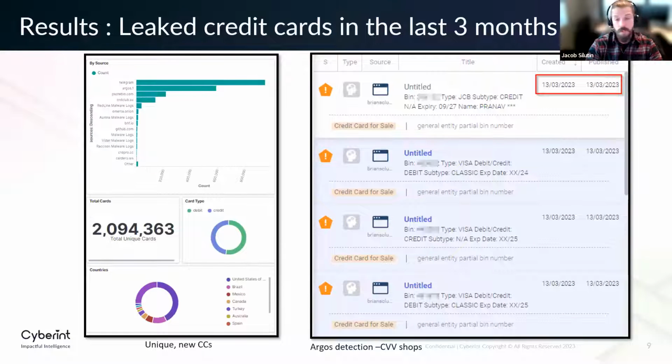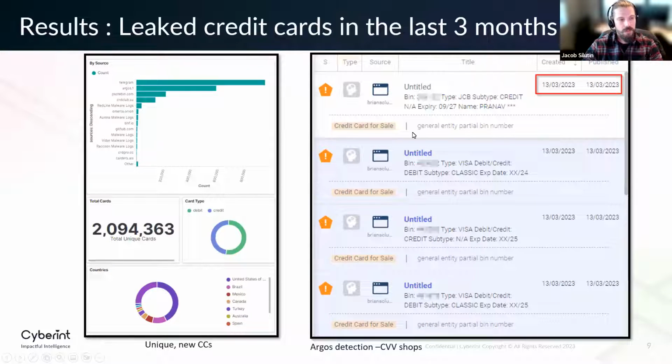Looking at our platform, Cyberint's Argus platform, we collected in the last 3 months 2 million plus unique new credit cards, encompassing those credit cards from the Biden Cash breach, and after deduplicating them, we are at 2 million unique cards that we've collected in the last 3 months.